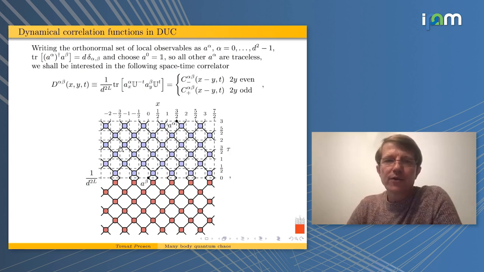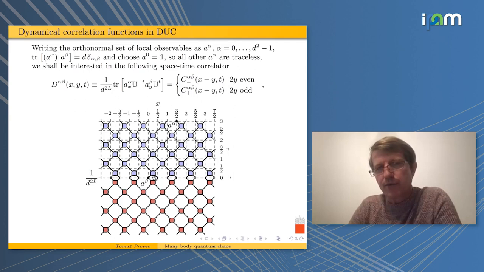alpha and A beta are a Hilbert-Schmidt orthogonal set of operators like Pauli matrices or whatever. So A zero is the identity, and A alpha, with alpha different from zero, are traceless operators. Now imagine this is a space-time correlation function between traceless operators, one at place x and the other at place y. This would be like a tensor network which you want to contract in order to calculate this.